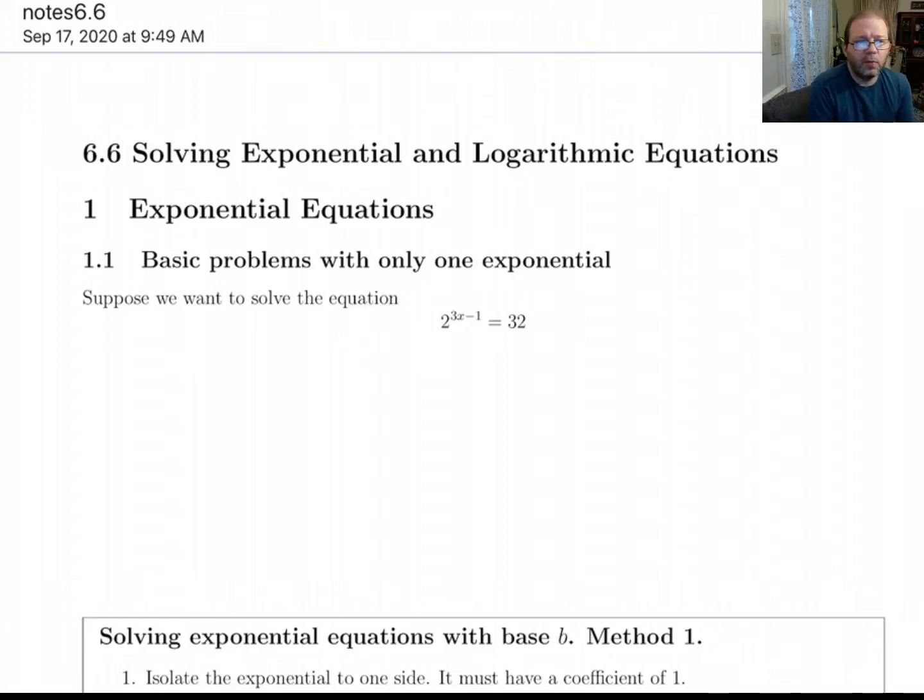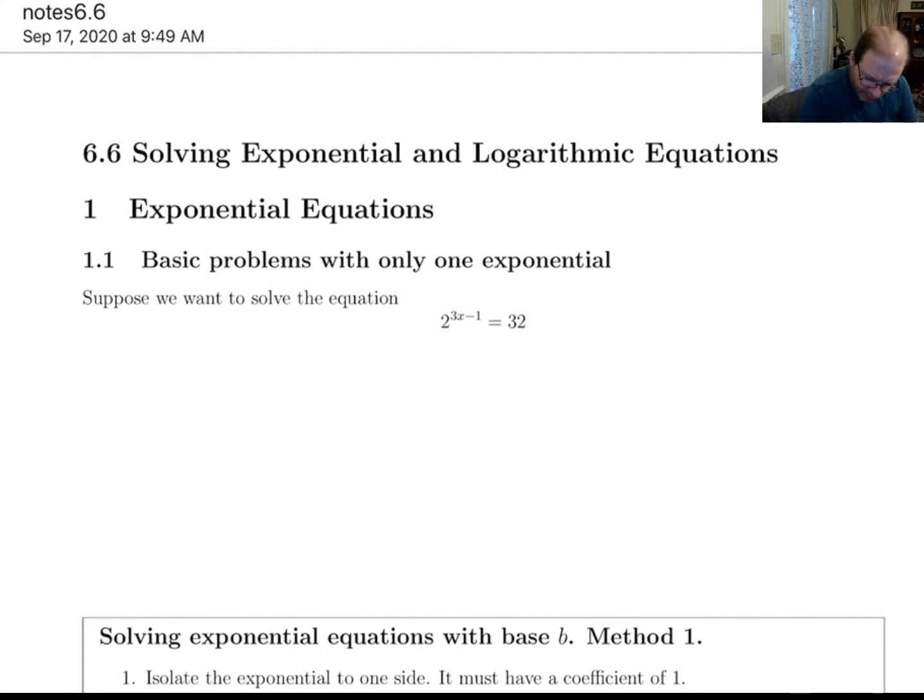Hey guys, we're going to start section 6.6 here, which is on solving exponential and logarithmic equations. This is actually a pretty long section, so it's going to get split up over several videos. First up, we want to look at exponential equations, and specifically exponential equations where you only have a single exponential.